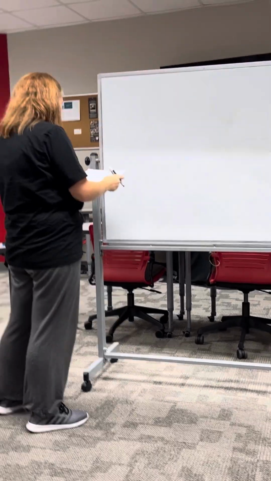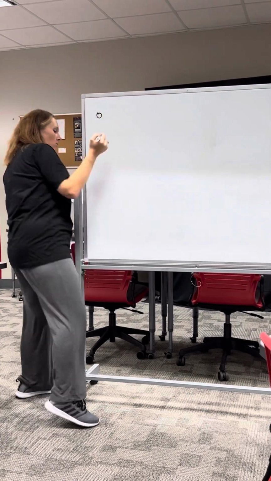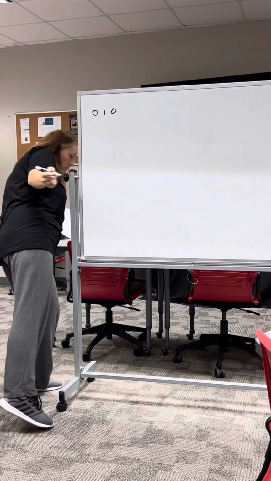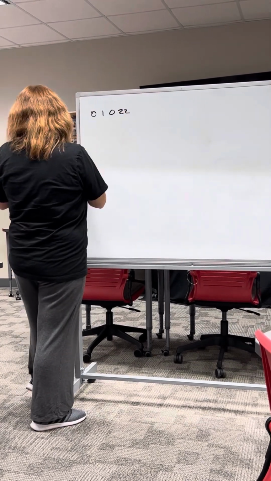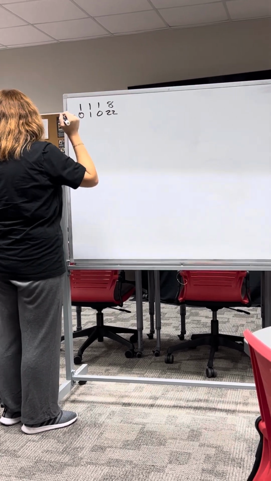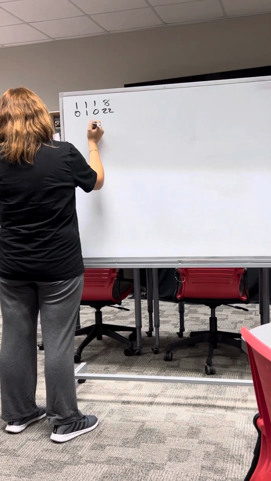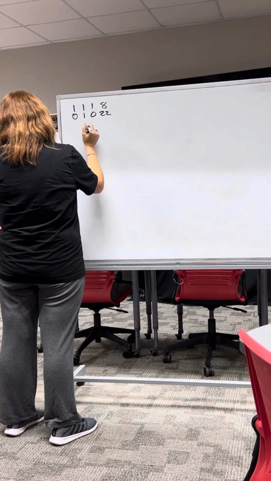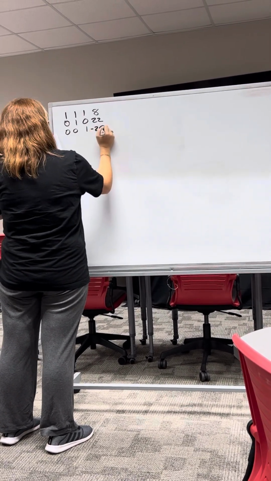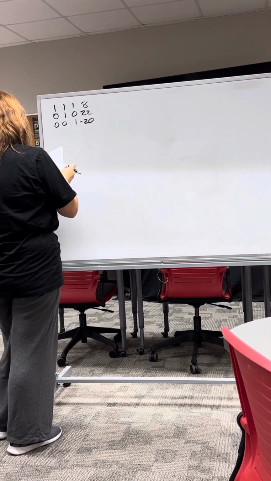Okay, so now it's going to be, row 2 is going to be 0, 1, 0, 22. And my row 1 is 1, 1, 1, 8. And row 3, that was the 6th step. This is going to be 0, 0, 1, -20.